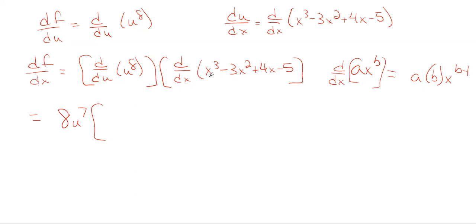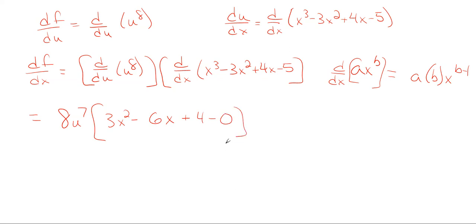And then that's going to be multiplied by this derivative, so x to the third becomes 3x squared, and then minus 3 times 2, which gives me 6, times x to the first, and then 4x just becomes 4, and then 5, with no x attached to it, just becomes 0.